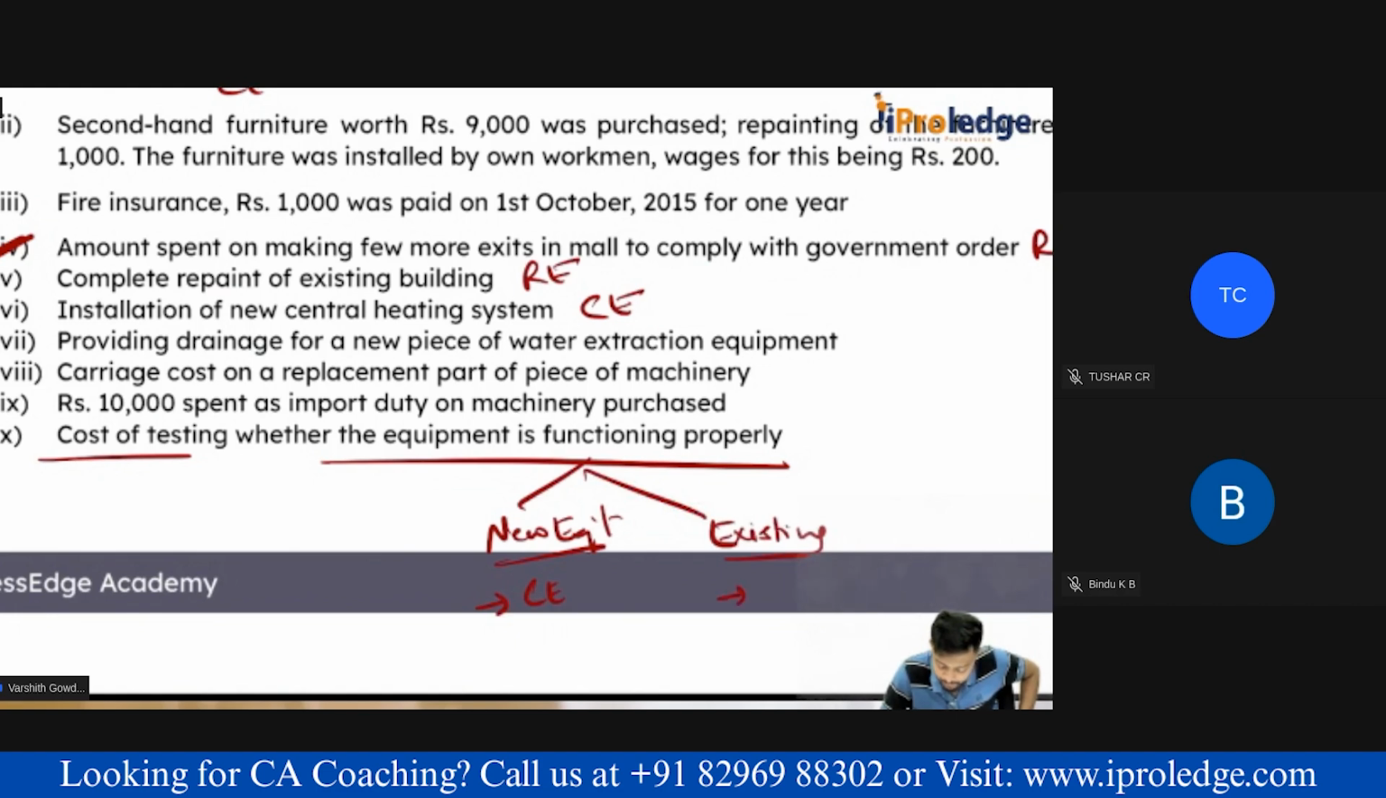Can't we say if the equipment wasn't there, the cost wouldn't be there? No. But sometimes what happens for maintenance, they will test it.